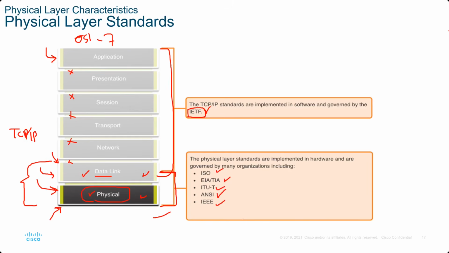So, for example, the EIA and TIA look at the connector standards. What type of connectors can we or should we use? That's a whole different world, a whole different problem that needs to be solved. IEEE looks at, let's say, the signaling and the electrical components of this physical medium, and so on.